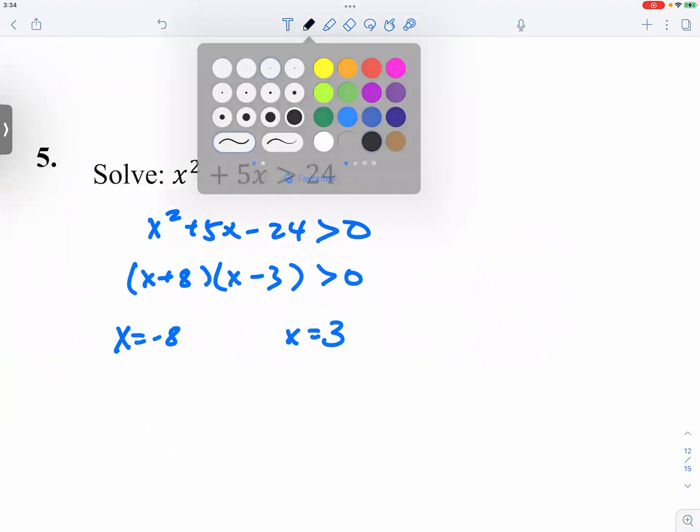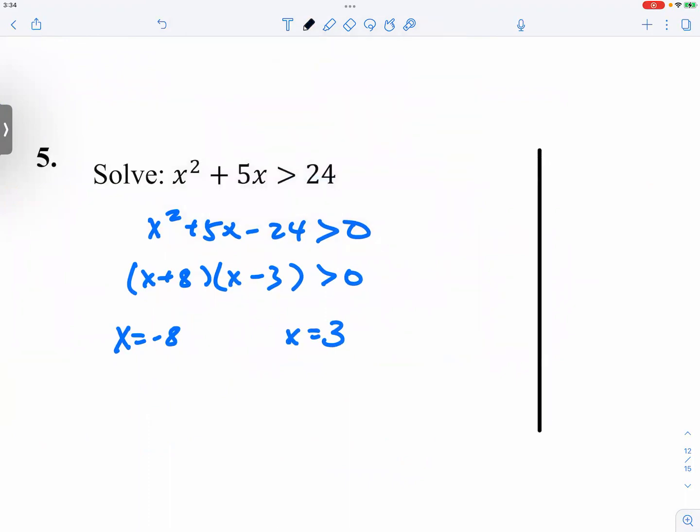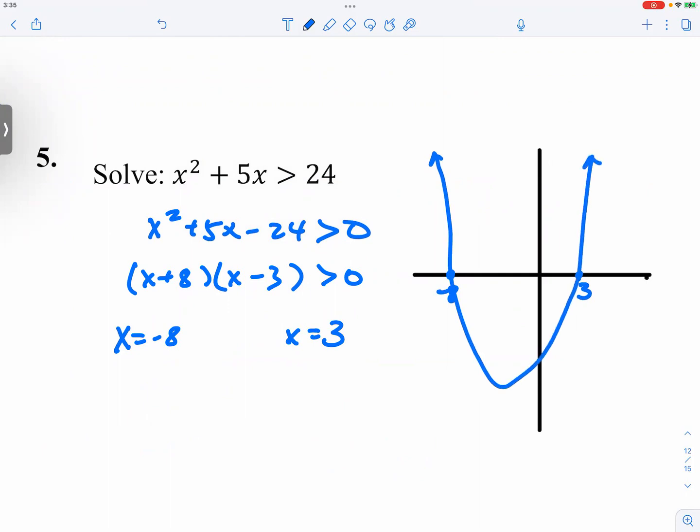And then you can go ahead and draw your graph. The graph will show you that you have a root at -8 and another root at 3. So the graph will look something like this. We don't need to know the vertex, because the vertex is not going to give us any assistance here. We just care about which part of the graph is above 0, which part is less than 0. And since our statement is this one, we want the graph to be above 0.